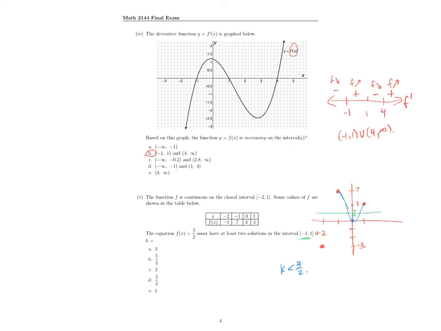So let's see if we can pick a number, which is about 1.5. So let's pick a number less than 3 halves. So 3, 5 halves, 2, 3 halves. So 1 is the only one that's less than 3 halves. And so if k equals 1, then I know I'll have two solutions to f of x equals 3 halves on the interval from -1 to 1.